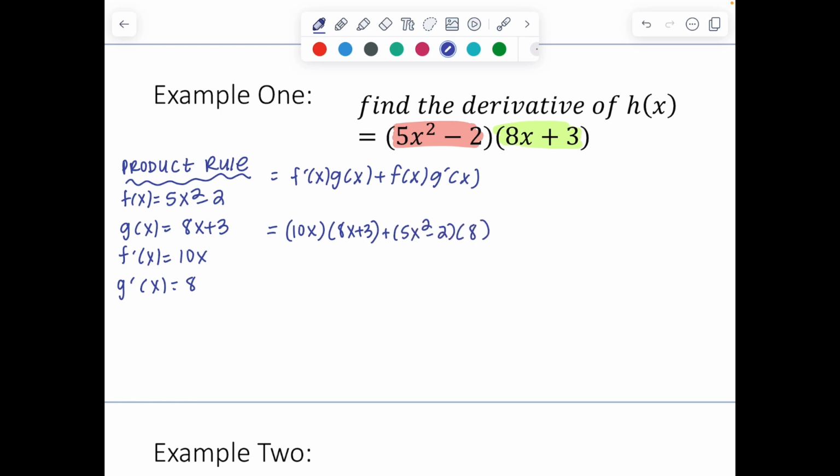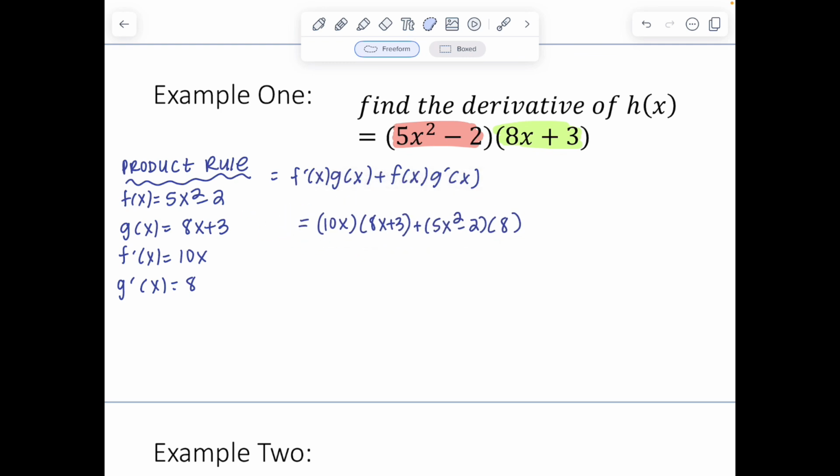And so that right there is the derivative. So this here is h prime of x. You're basically done finding the derivative. You have done that part. From here on out, it's all about simplifying. But this is the derivative.